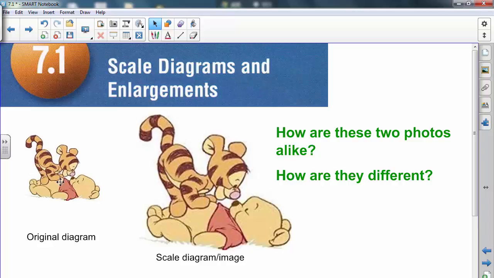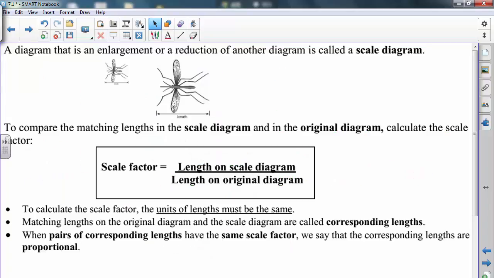If I call the left side the original diagram, I will call the right side, which is an enlargement of the left side one, the scaled diagram or the scaled image. What is a scale diagram? Let's look at its mathematical definition. A diagram that is an enlargement or a reduction of another diagram is called a scale diagram.